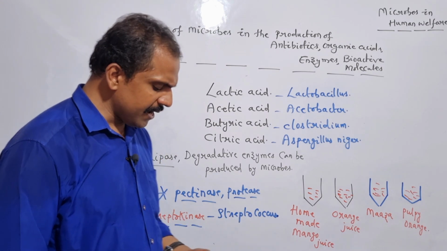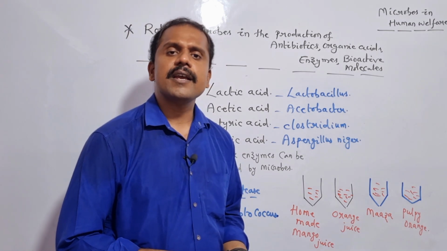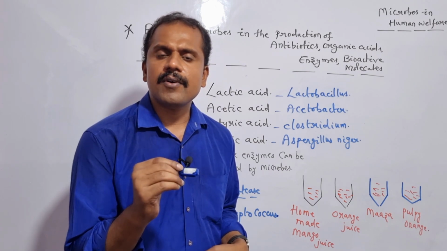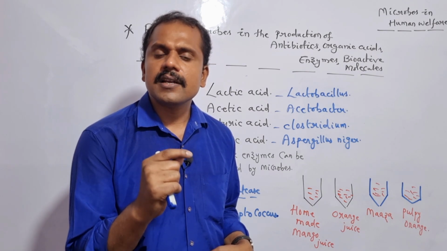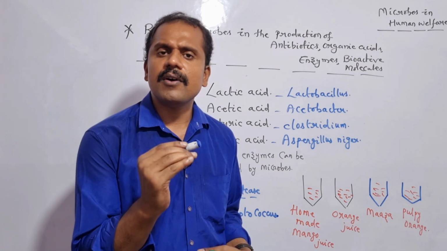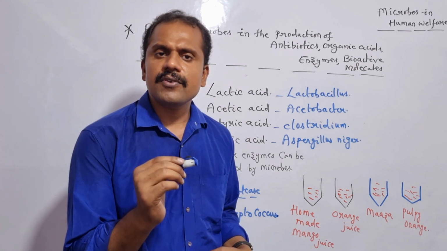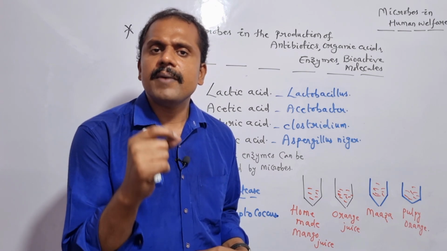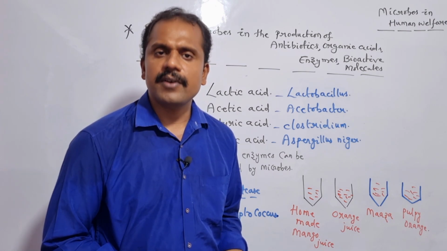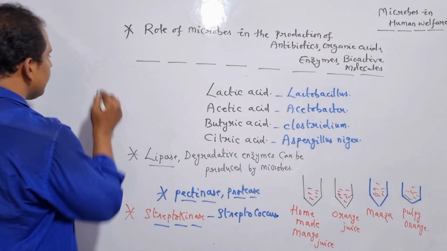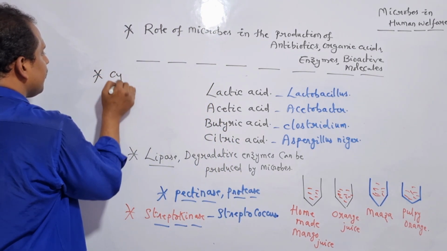So the microbes are not only responsible for regulating enzyme production, they also play an important role in regulating the production of many bioactive molecules. So what are the various bioactive molecules which can be successfully produced by taking the advantage of microbes? Some of the common bioactive molecules are like cyclosporin A. So let me write it here. Cyclosporin A.